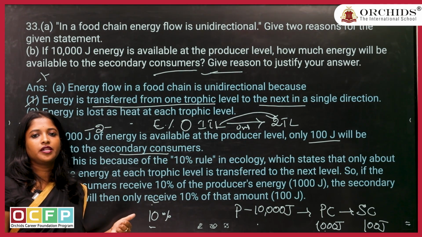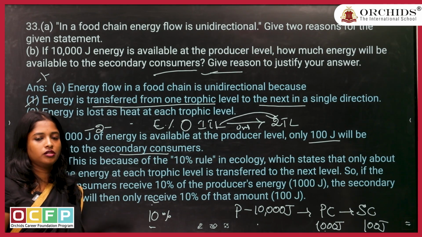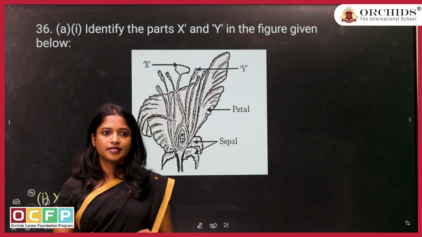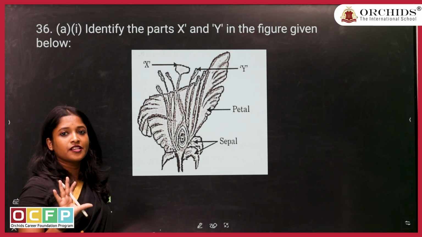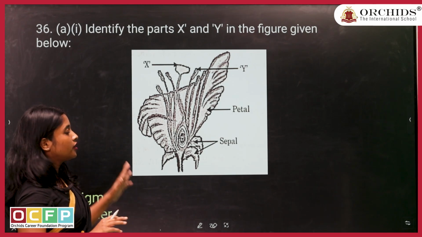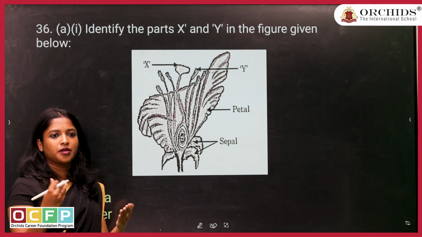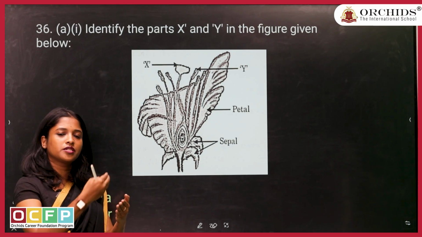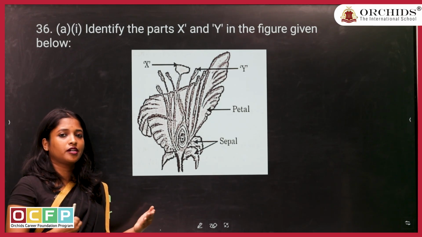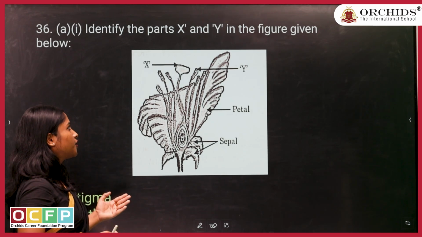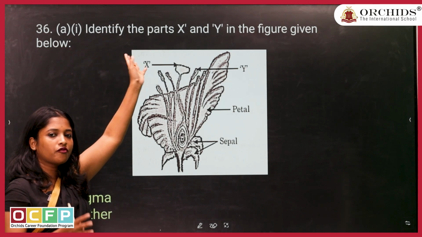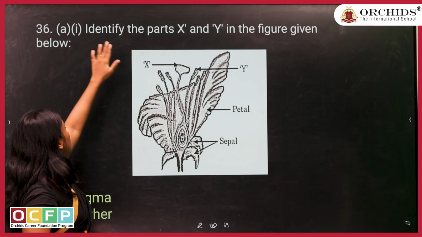Okay. We will move on to the next section. The next section is section D. It carries 5 marks. So there are different parts like A, B, C. The questions are divided, and the marks are divided among the questions. Let us see the first question. That is the 36th question. It has 2 questions.